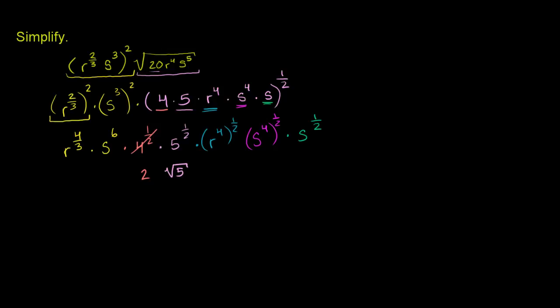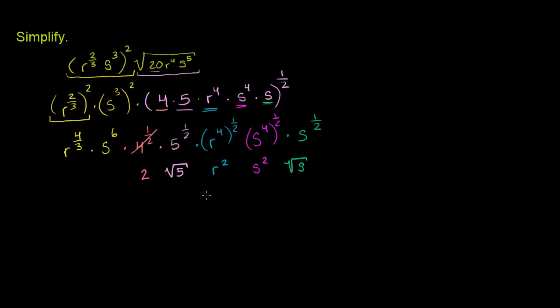R to the 4th to the 1/2. There's two ways you could think about it. 4 times 1/2 is 2, so this is r squared. Or you could say the square root of r to the 4th is r squared. Similarly, the square root of s to the 4th, or s to the 4th to the 1/2, is also s squared. And then this s to the 1/2, let's just write that as the square root of s. Just like that.